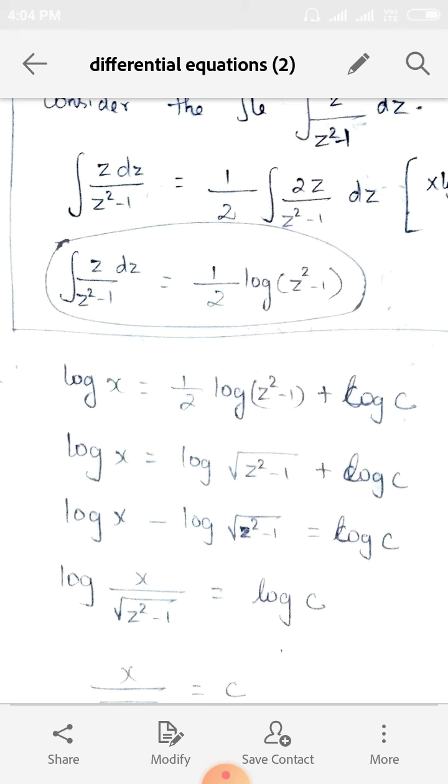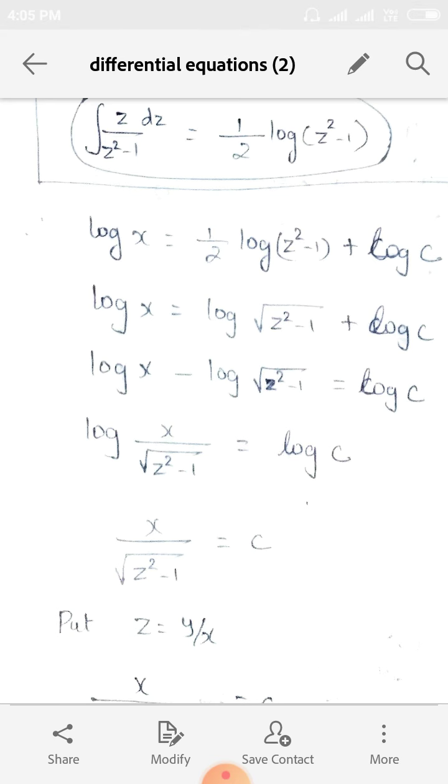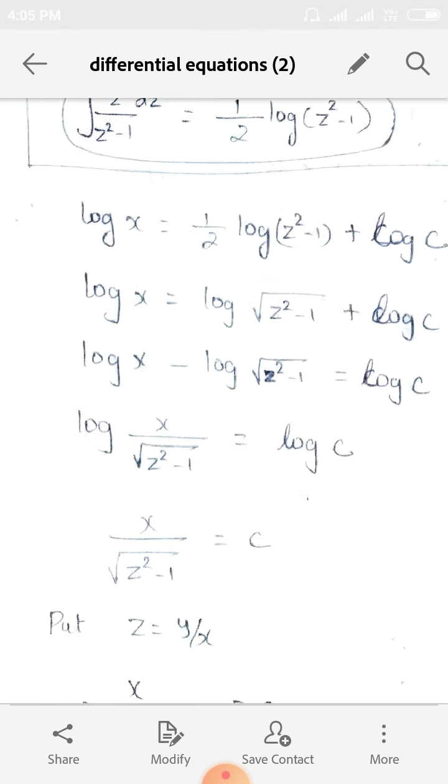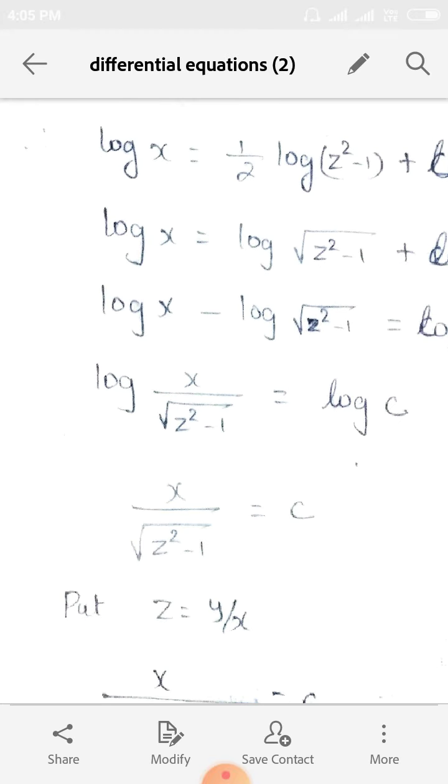The next step, log x is equal to 1 by 2 log of z square minus 1, which can be written as log root of z square minus 1. We have to apply the logarithmic condition m log n is equal to log m power n. So applying this condition, log of root z square minus 1 plus log c. Next, you have to write log x minus log root z square minus 1 is equal to log c. So next condition, you have to apply log m minus log n is nothing but log m by n. So applying that rule, log x by root of z square minus 1 is equal to log c.